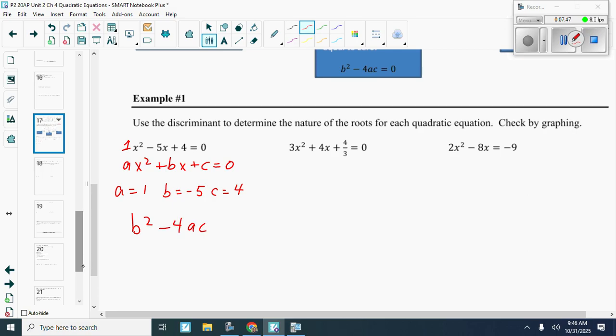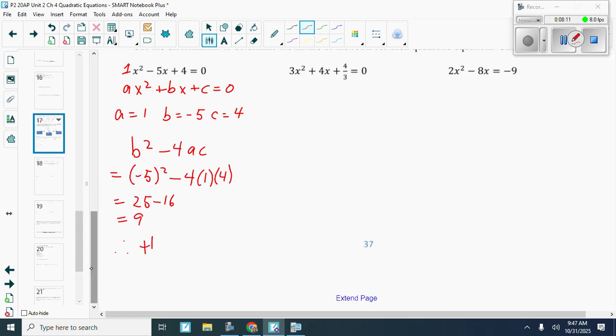So we take the formula for the discriminant, which is b squared minus 4ac. Substitute in. Don't forget to put brackets around your negative. Negative 5 squared minus 4 times 1 times 4. 25 minus 16. That gives us 9. So 9 is greater than 0. Therefore, I can say that there are 2 real roots. I don't know what they are yet, but I don't need to. It's just asking how many roots there are.